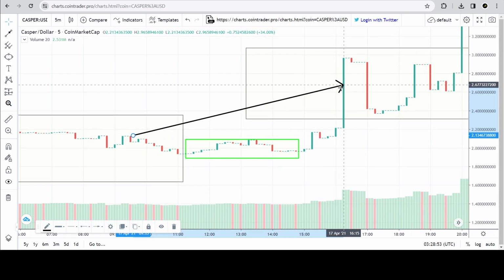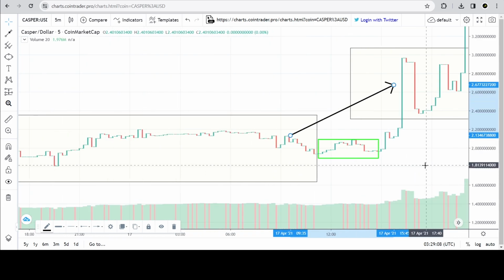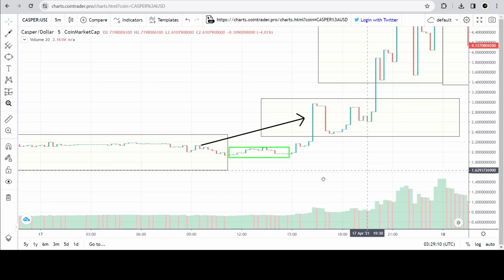And folks, if you had a hard time with this one, you're going to have a hard time with this one. Please understand that Casper does not go in a straight line in its bull runs. It has substantial pullbacks. It takes time to go through these structures, but those who persevere will be rewarded.